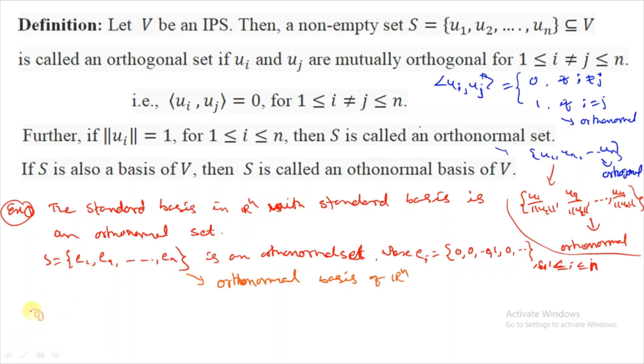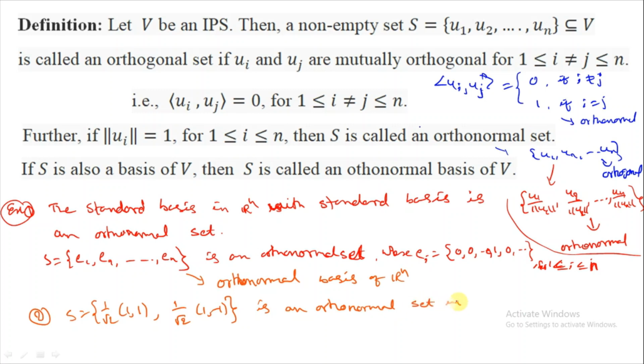Now take another simple example. Suppose we take 1 by root 2 times (1, 1) and 1 by root 2 times (1, -1). This is an orthonormal set in R2. If you need, you can check it: each length is 1, and the dot product is 1 into 1 plus 1 into minus 1, that is 1 minus 1, which is 0. The dot product is 0 and the length is 1, so it is an orthonormal set. Suppose this set is a basis, you can say it's an orthonormal basis.